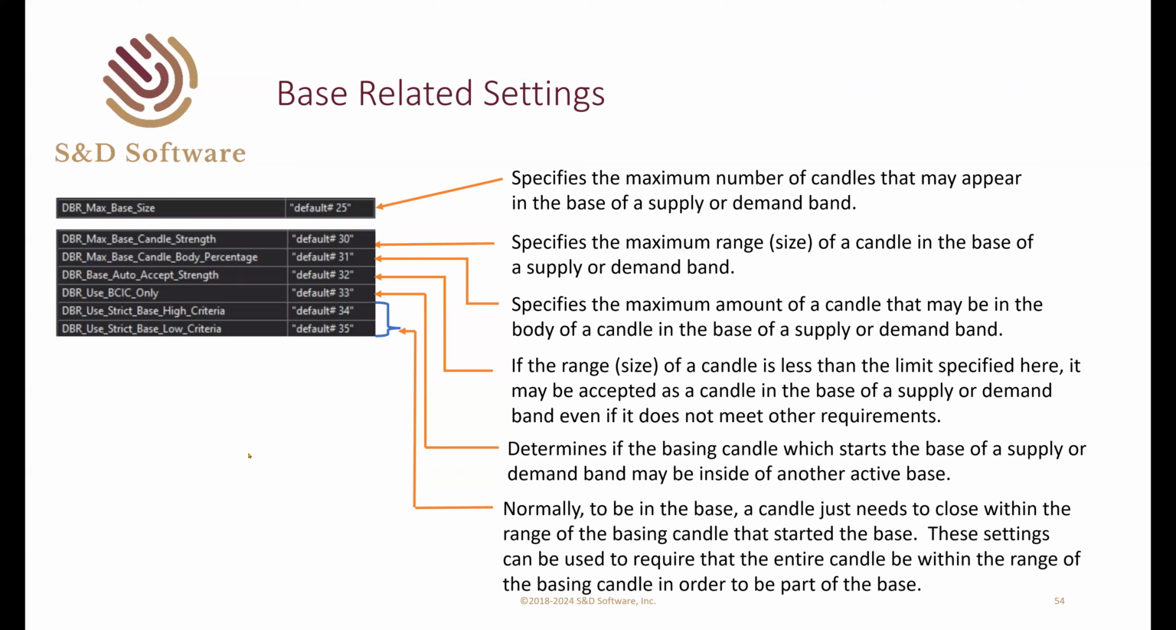So if you turn on the first one, the strict base high criteria, not only do the candles in the base have to close between the high and the low of the basing candle, but their highs must also be less than the high of the basing candle. And the second rule, the strict base low criteria, if that's turned on, then the low of the candles in the base must be above the low of the basing candle.